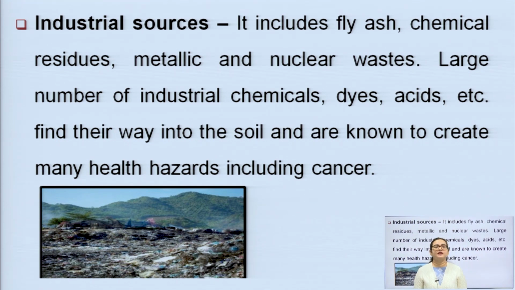Industrial sources include fly ash. All the industrial sources or industrial pollutants include fly ash, chemical residue, metallic and nuclear wastes. A large number of industrial chemicals, dyes, acids, etc. find their way into the soil and are known to create many health hazards including cancer.